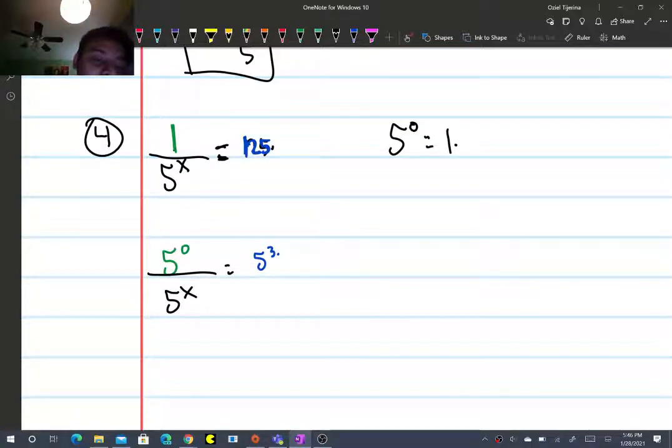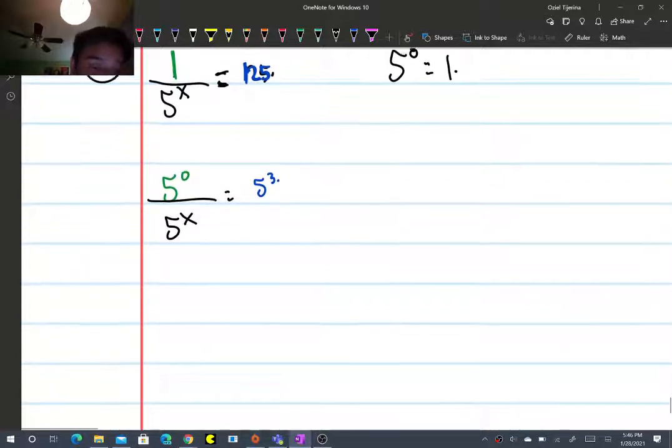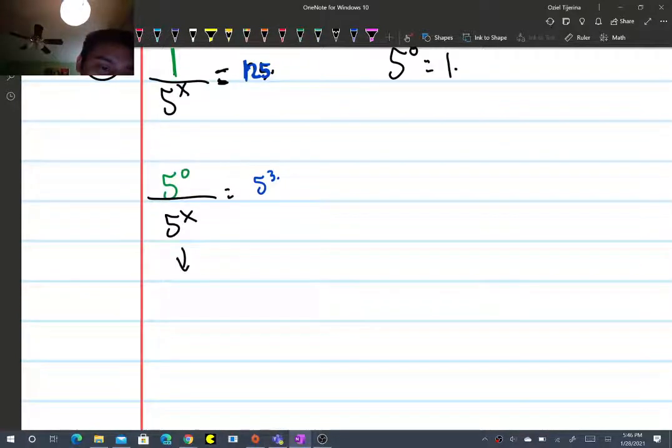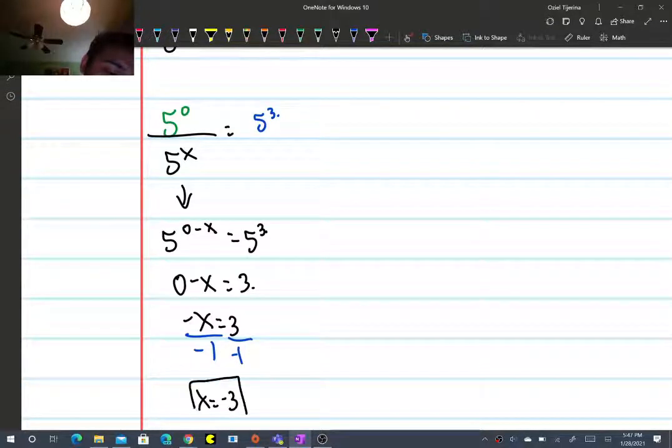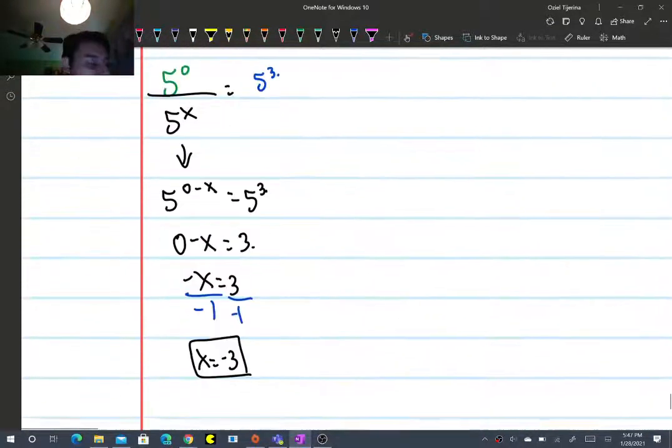So basically here, we're going to turn this to 5 to the 0 over 5 to the x. We're going to use laws of exponents. That means that we will have 5 to the 0 minus x equals 5 cubed. That means that 0 minus x equals 3, so negative x equals 3. So we're going to go ahead and divide by negative 1 to get our x, and then we have x equals negative 3. Okay, that's how you do that one.